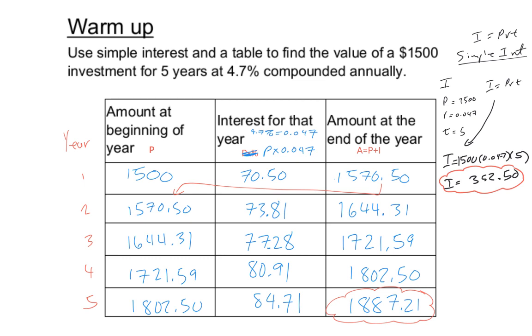So now, in order to compare what we've got between the simple interest and the compound interest, we have to total the simple interest with the original. So A is equal to P plus I, which is 1,500 plus 352.50, which gives us 1,852.50. So that is our total for our simple interest. And you'll clearly see that the compound interest makes more money over time.